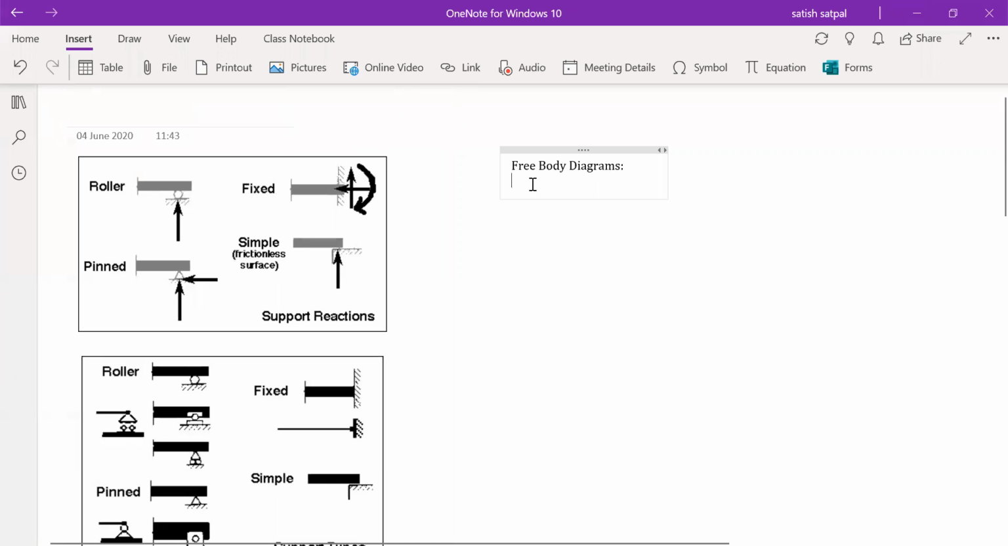Sir, it is a representation of the forces acting on the body. Representation of forces acting on the body. Is it correct? And any other student? He has told something near about 80% correct. Any other?